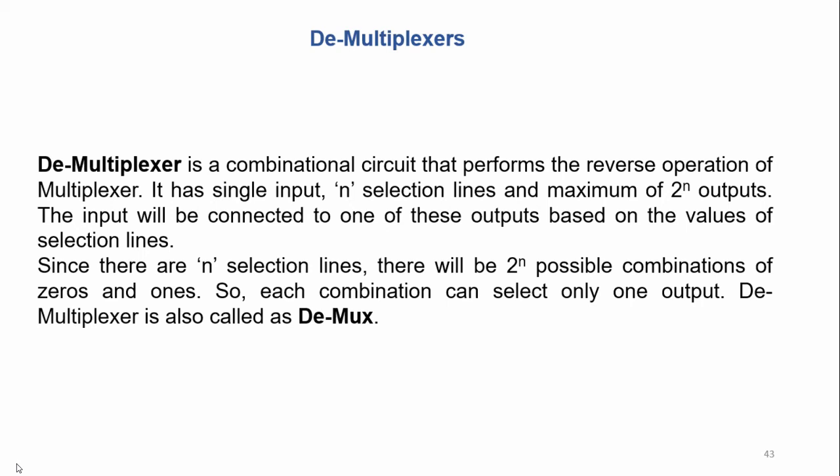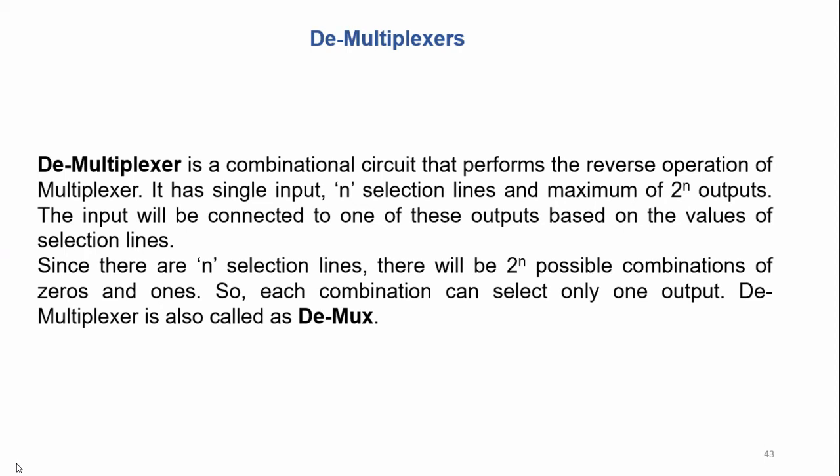So why do we use demultiplexer? If in the sender we use multiplexer, then in the opposite portion we must use the demultiplexer. At the sender point multiplexer, at the receiver point demultiplexer, like encoder and decoder. Demultiplexer is a combinational logic circuit that performs the reverse operation of a multiplexer. It has a single input, n selection lines and a maximum of 2 to the power n outputs. The input will be connected to one of these outputs based on the values of the selection lines.